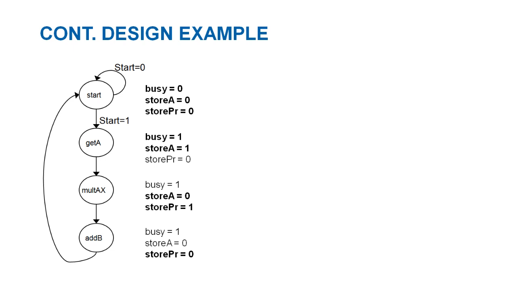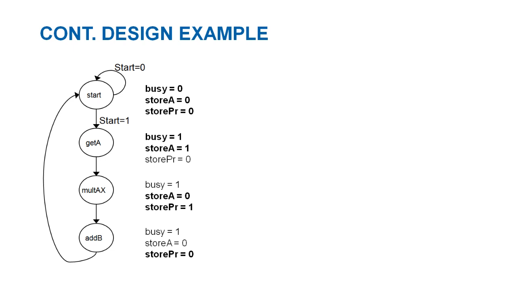So when the input start signal is high, then we can go into the next state of get A, and immediately as we go into this state, we can emit the busy signal as being high, and we can tell the DATAPATH to store the data on the input signal D into a register called store A. So we emit this control signal to store A.